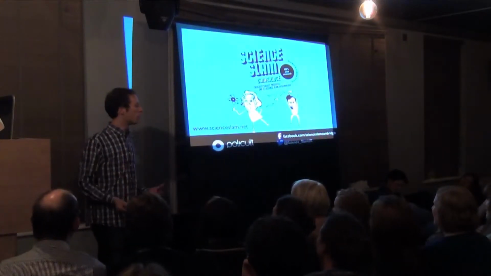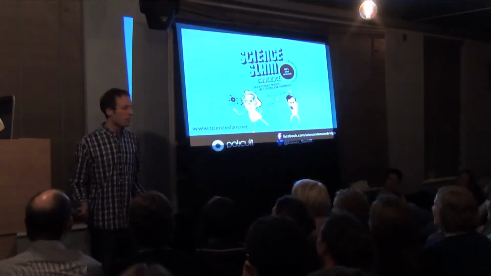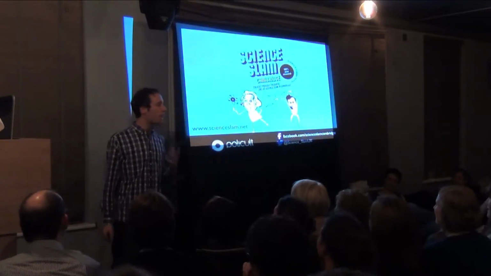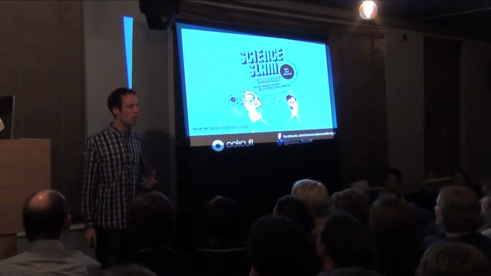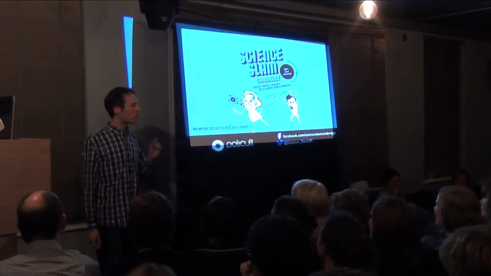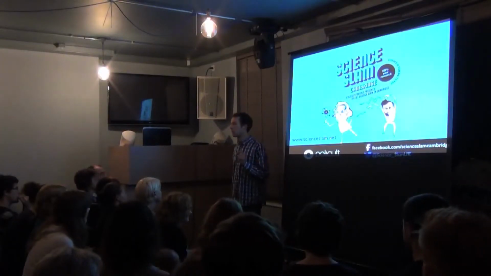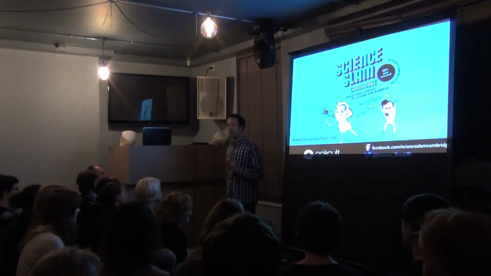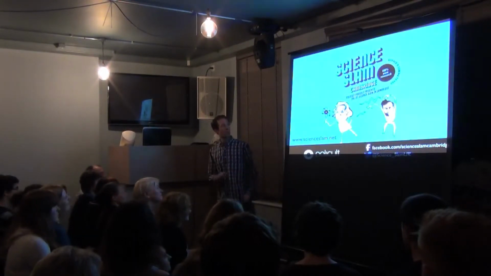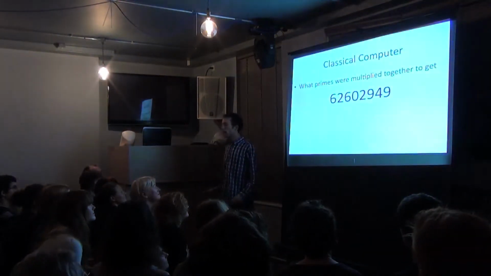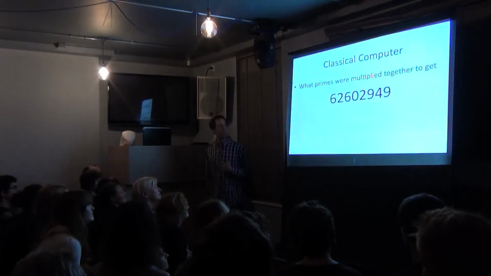Firstly, computers. They're brilliant. And they're doubling in power about every 18 months according to Moore's law. But the problem is there are some things that ordinary computers are very bad at. For example, trying to work out what numbers you have to multiply together to get a big number.